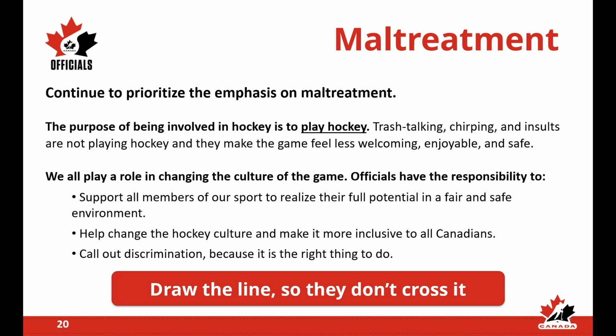Maltreatment. We need to continue to prioritize the emphasis on maltreatment. The purpose of being involved in hockey is to play hockey. Trash talking, chirping, and insults are not playing hockey, and they make the game feel less welcoming, enjoyable, and safe. We all play a role in changing the culture of the game. Officials have a responsibility to support all members of our sport to realize their full potential in a fair and safe environment, help change the hockey culture and make it more inclusive to all Canadians, and call out discrimination because it's the right thing to do. And again, we want to draw the line so they don't cross it.